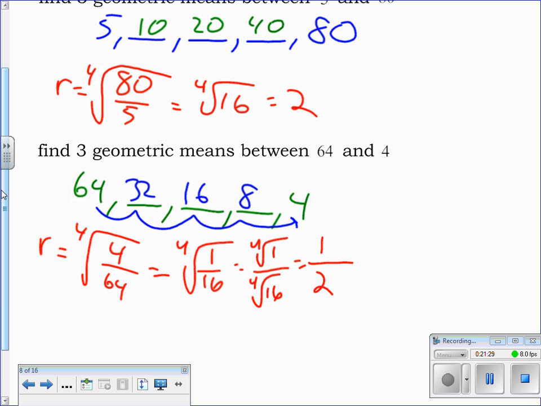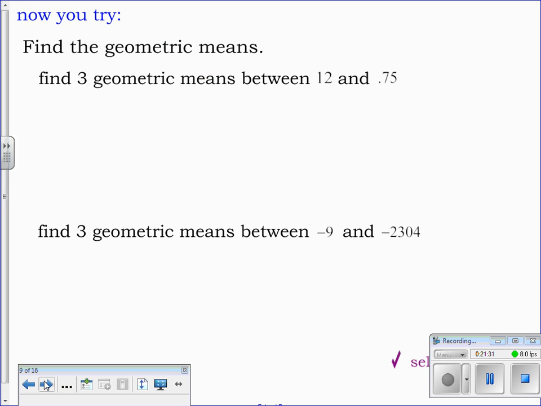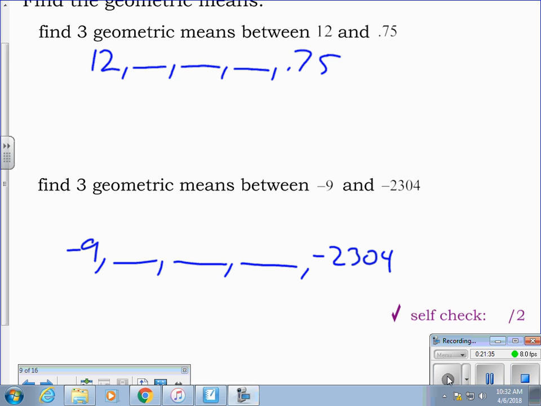Questions? Your turn. Do those two. So, you need to find R. R is, once again, the fourth root. Once again, don't always count on it being the fourth root. 0.75 divided by 12. And you get 0.5 for this one. So you're basically taking half, 6, 3, 1.5.